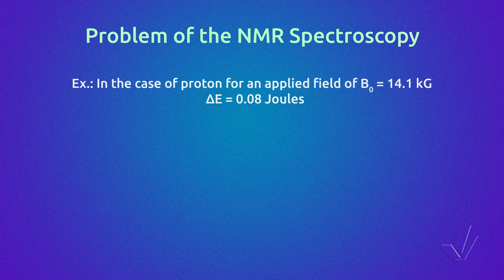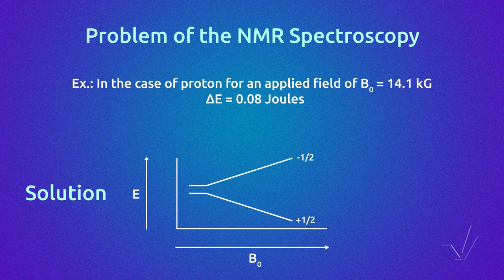One of the problems of NMR spectroscopy is the lack of sensitivity due to a small difference in energy between the transitions. For example, in the case of proton, for an applied field B0 equal to 14.1 kilogauss, the difference between the energy levels is around 0.08 joules. As the difference in energy increases with the external magnetic field, one solution to increase sensitivity was to increase the magnet strength.